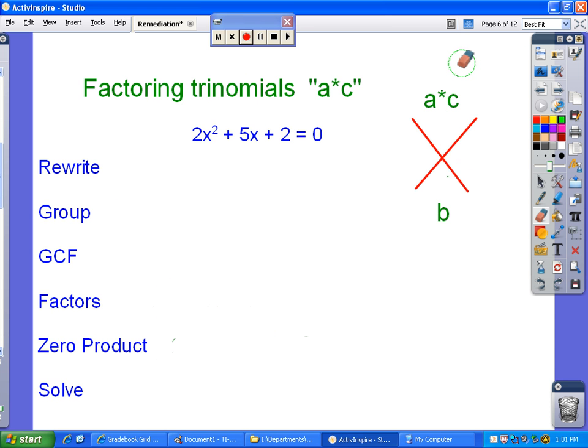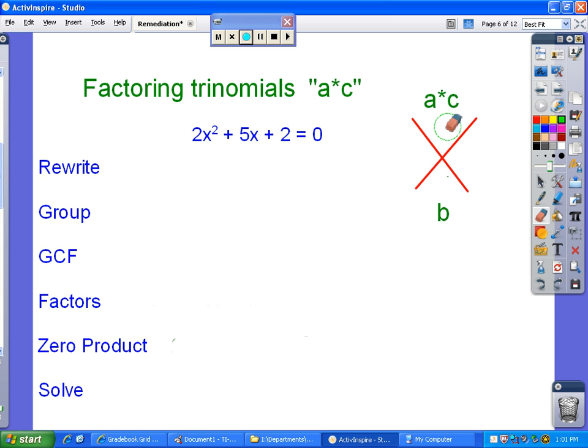Alright, let's look at factoring trinomials. So you're looking for three terms. I'm going to factor this by A times C. Here again, always look for a GCF first. 2, 5, and 2 don't have a GCF. So now I'm going to go to my A times C method. Make sure this is also in standard form, and everything's on one side.